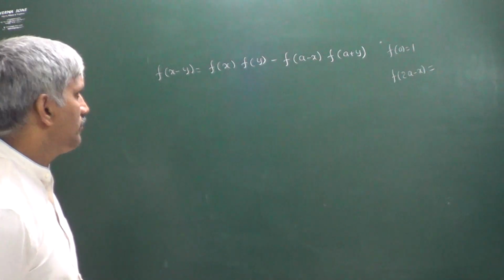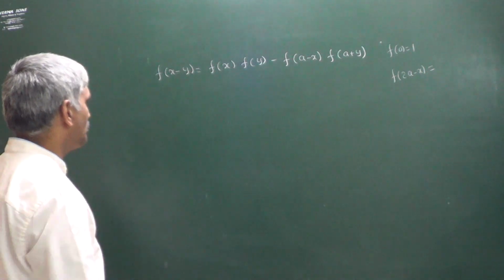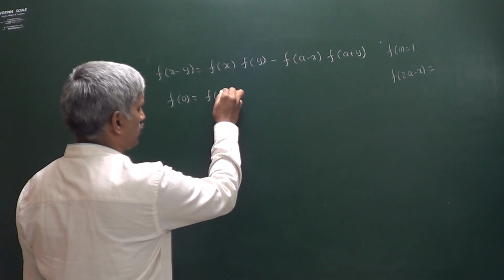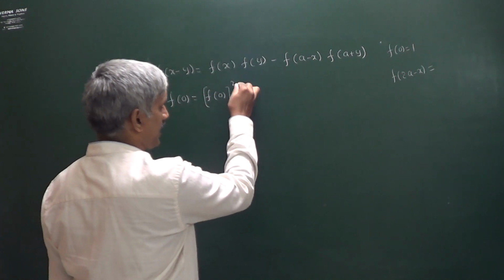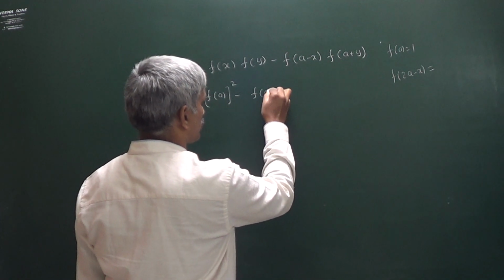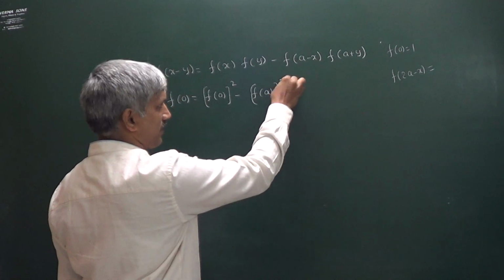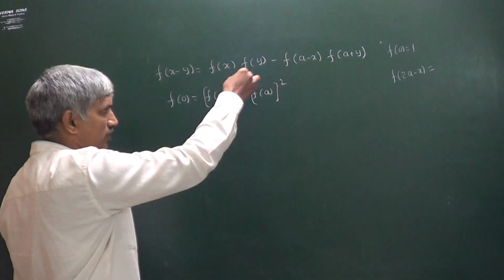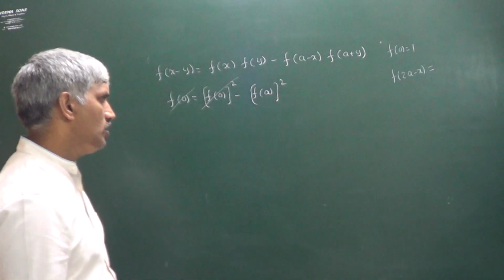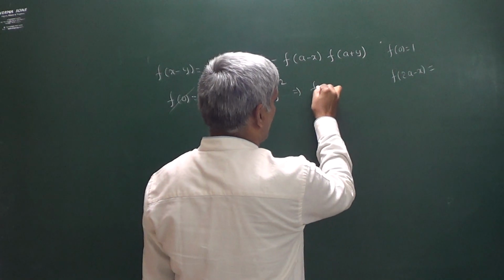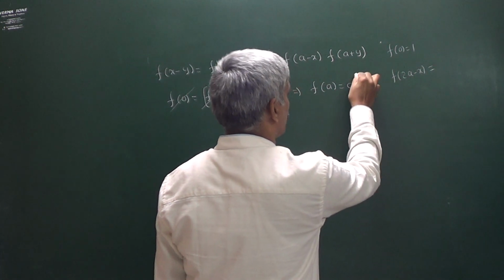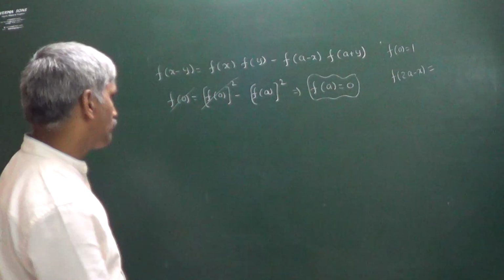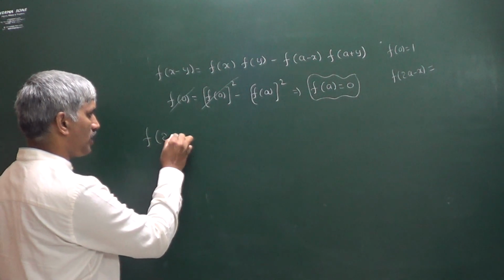So f of 0 is given as 1. Now put x is equal to 0, y is equal to 0, because we know f of 0. So f of 0 is equals to f of 0 whole square minus f of a whole square. Agree or not? Wherever x is there, y is there, I substituted 0. So the information is saying that f of 0 is equals to 1. That's why these two cancelled. So finally we have the information f of a value is equal to 0. Yes, we got the value of f of a. But in the question he is asking to find f of 2a minus x. We have to find out f of 2a minus x.